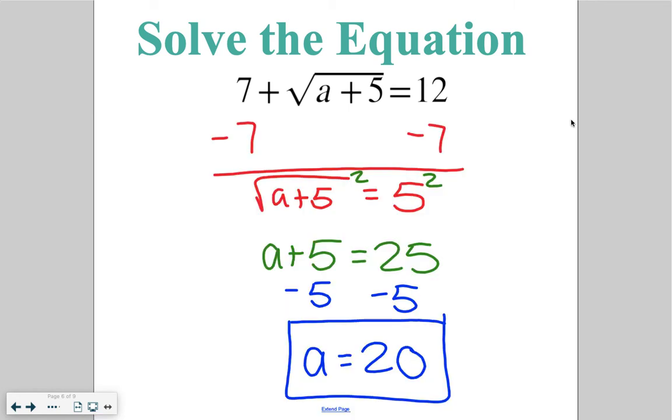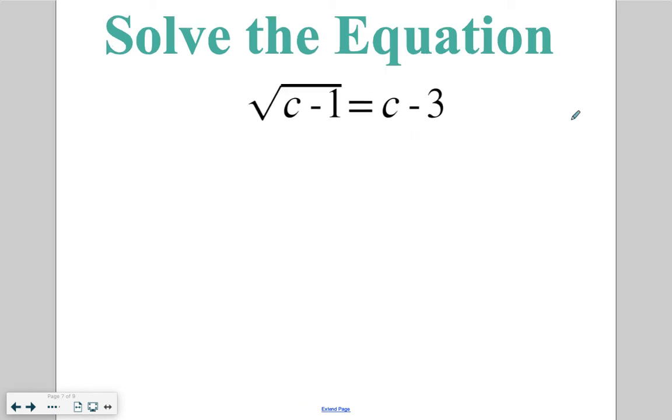Start by subtracting 7 from both sides, squaring to get rid of the radical, and then subtracting 5. You get an answer of a is equal to 20. So this so far has happened when we have it equal to a number. Now what happens when we have it equal to a variable? So we've got the square root of c minus 1 is equal to c minus 3.